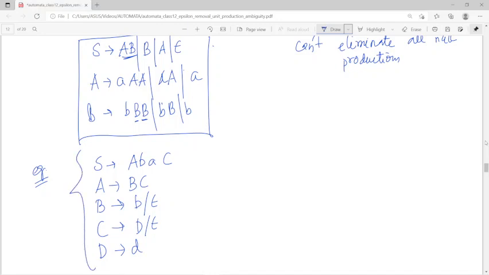You cannot remove all the stuff. So that is that. Asha, can you tell me what are the nullable symbols of this production rule?